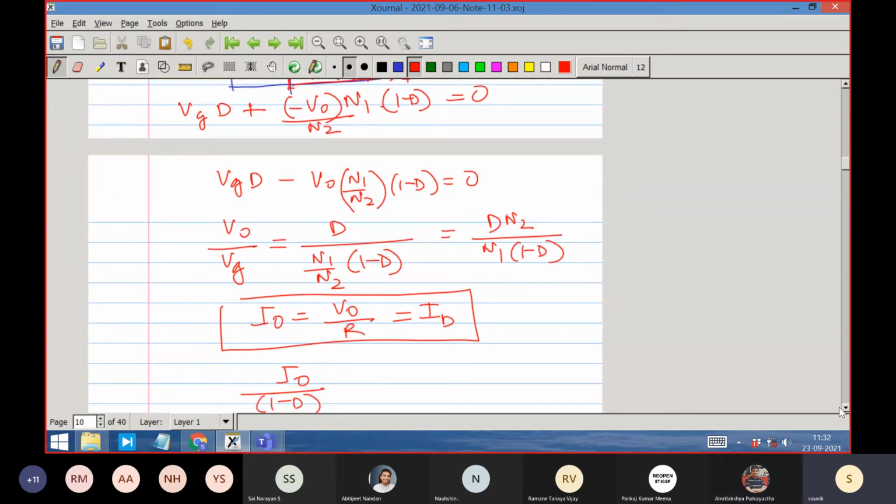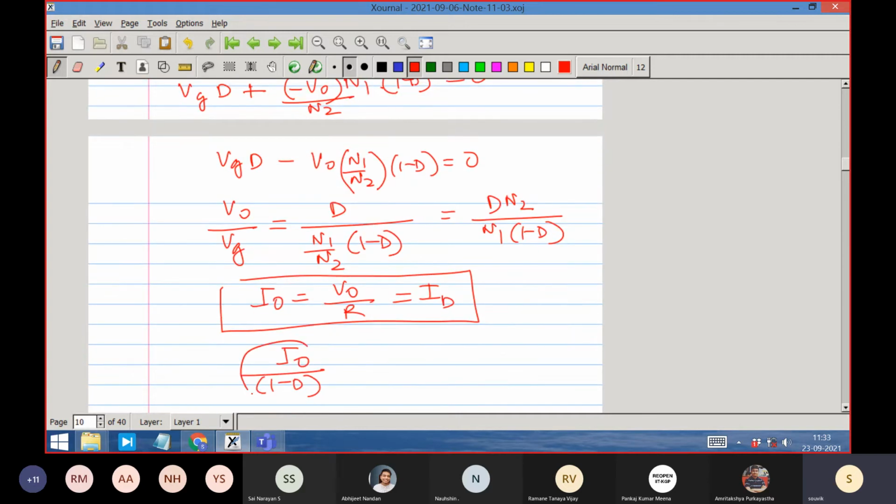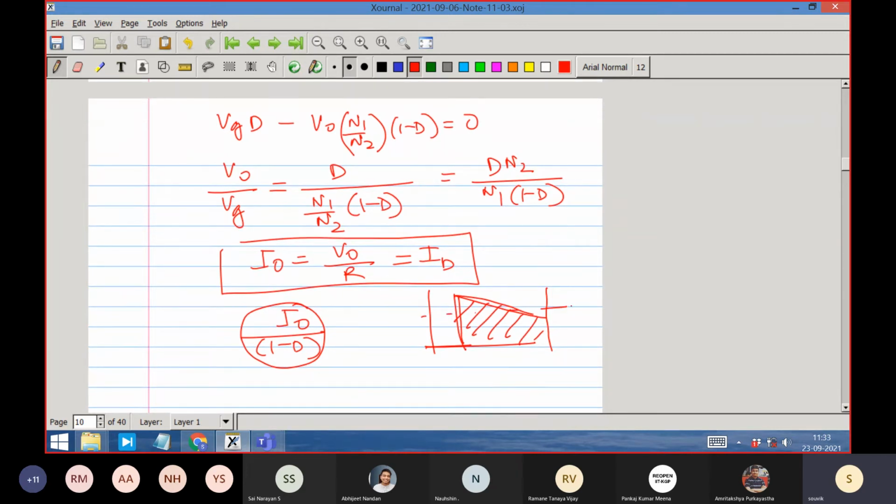Sir, that level you are talking about, is that the average only during 1 minus d Ts? Yes, that is the level. By that level I mean this middle point which is passing through the middle point. So that level must be I naught by 1 minus d. What I am meaning is that the actual diode current shape is this, and over a period this area must be equal to I naught into Ts.